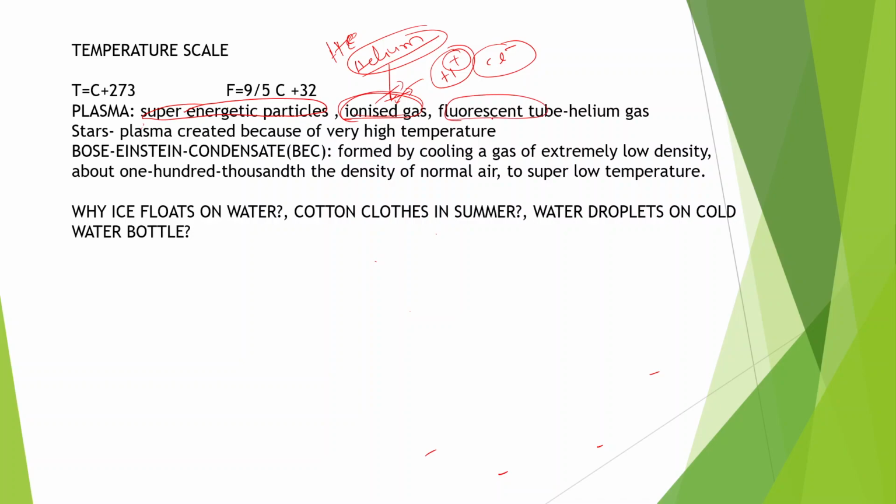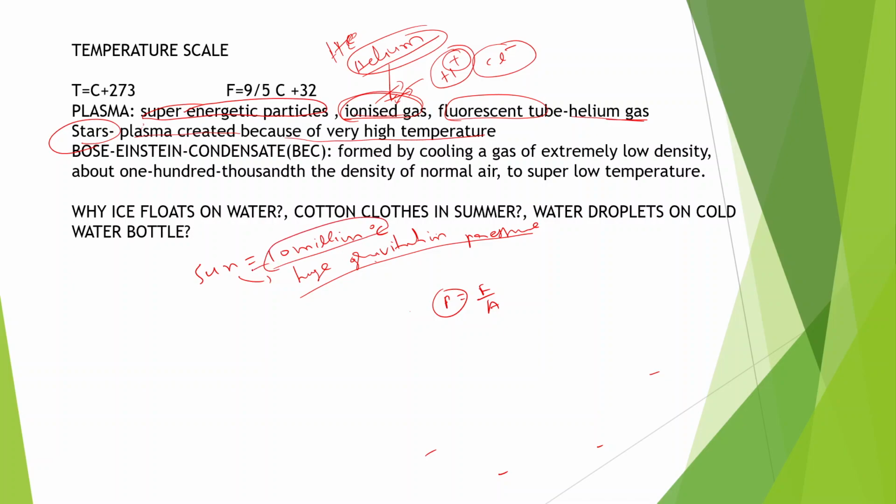In fluorescent tubes also there is helium gas. We can say it is in the plasma state. In stars, like in the sun, plasma is created because of very high temperature. The temperature in the sun is nearly 10 million degrees Celsius, and the sun has a huge gravitational pressure. Gravitation, not gravitational force, gravitational pressure also. Pressure is force by area. Huge gravitational pressure and 10 million degrees Celsius temperature are present in stars.